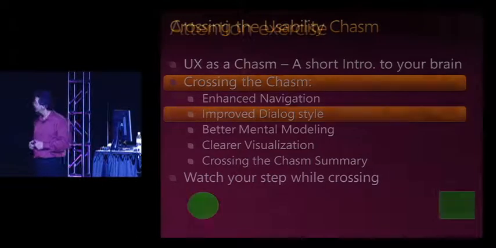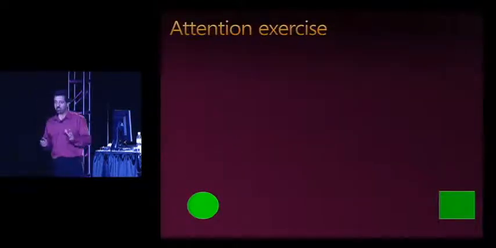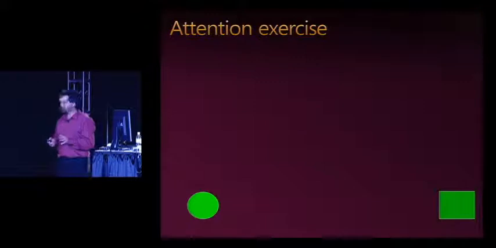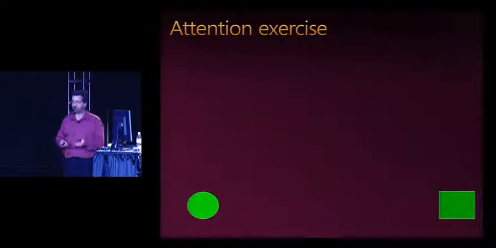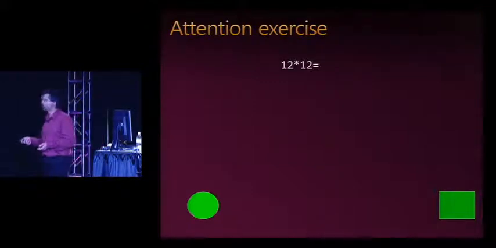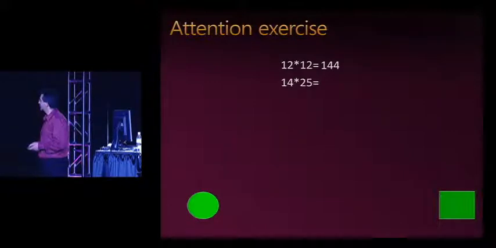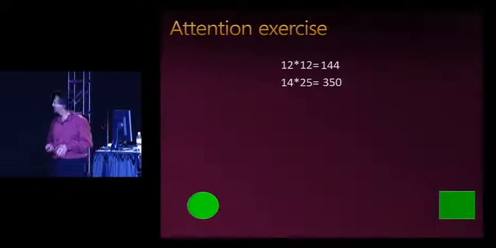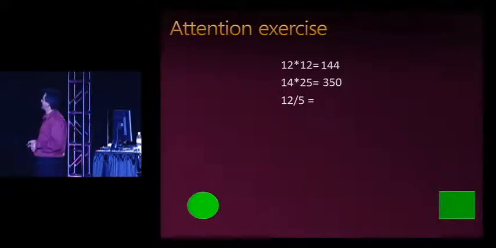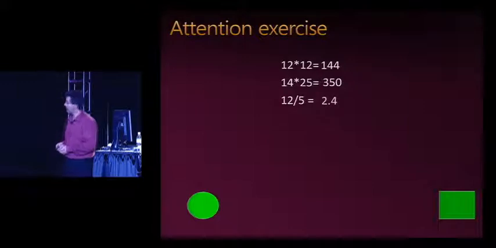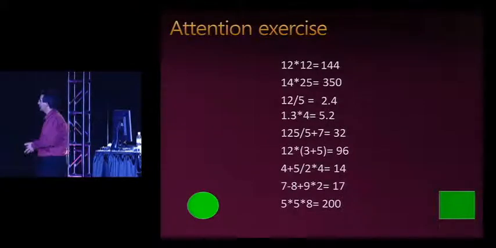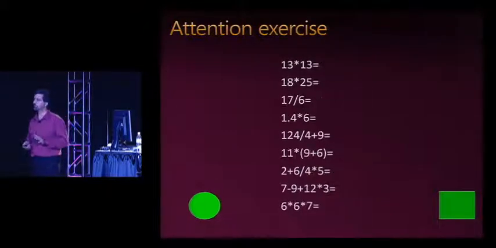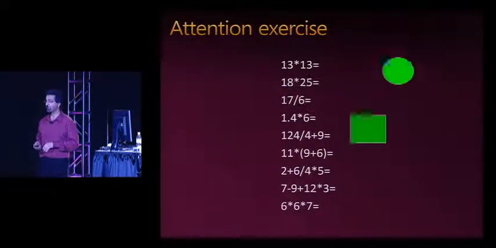Improved dialogue style. Let's start with an exercise. The exercise is very simple. You have to try to make these exercises. 12 by 12, 144, 14 times 25, a little bit more difficult, 350, 12 divided by 5, more or less 2.5, and so on. You can try by yourself to solve them. Now I will give you the same task, with more or less the same level of difficulty. Try to solve it now.